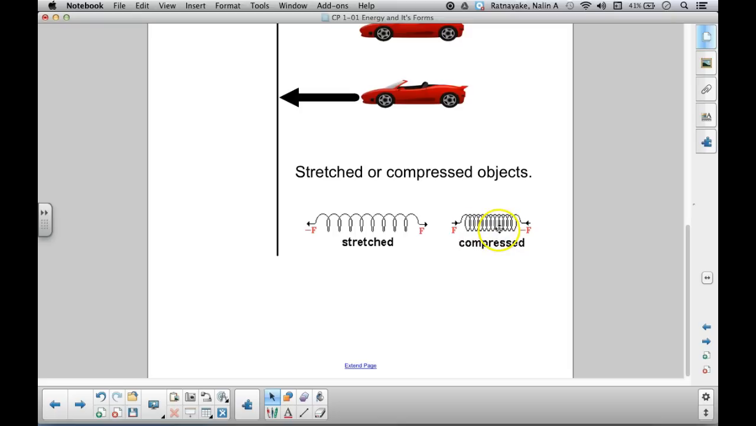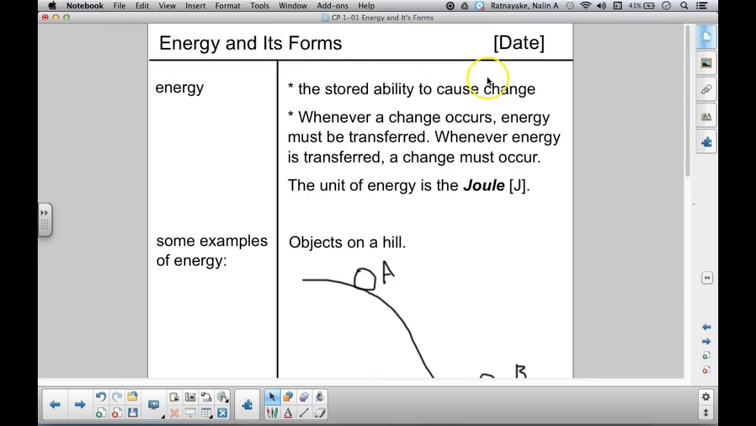You can use it to hold a door shut. You can use it for all sorts of purposes. So both of these objects have energy stored in them because, same reason, they have the stored ability to cause change. Okay?